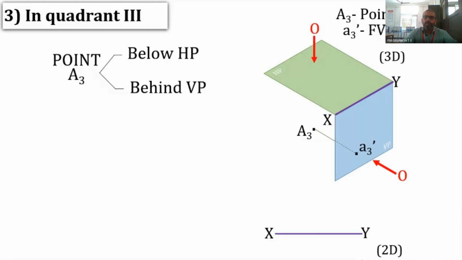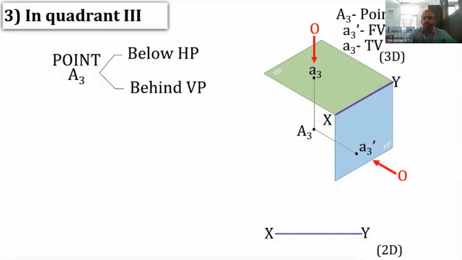Now the observer moves to the top to look at A3. The point A3 is in the 3rd quadrant, so HP comes in between the observer and the point. Here also, the assumed ray of light is traveling from A3 to the observer. So the top view, small letter a3, is obtained here.